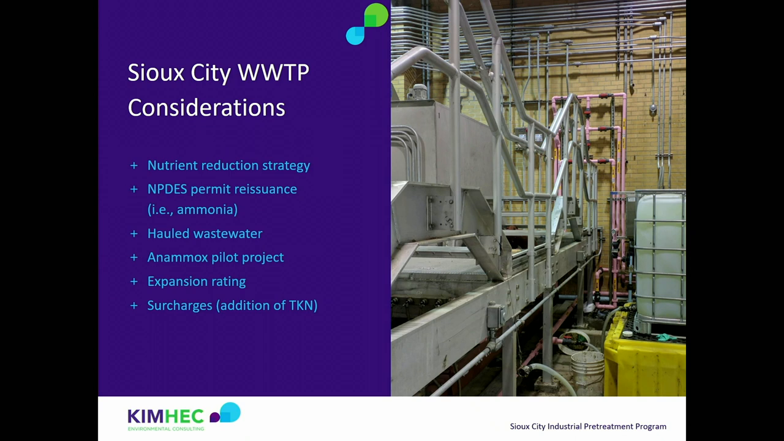Hauled wastewater, especially with the renewable fuels project, right now there's not a significant amount of hauled wastewater. I don't have that in the calculations, but if that increases, then we need to make sure we include that in the calculations. The city, I understand, got approval to do an Anammox pilot project, and that could impact the design capacity, especially for the TKN that we're so concerned about. The expansion rating that I mentioned, and then also surcharges. We discussed earlier implementing a new TKN surcharge. If that goes into place, then how much of an incentive will that be for industries to reduce their TKN loading? And what else can the city do to help incentivize reduced loadings of TKN?